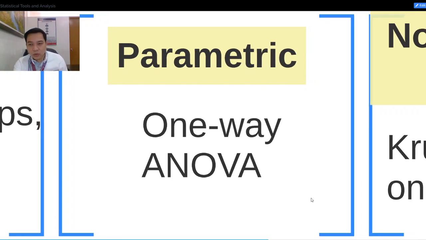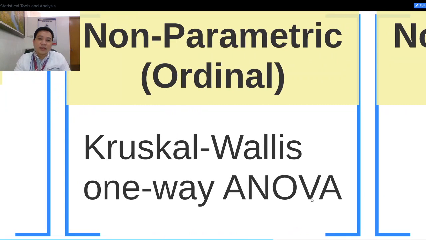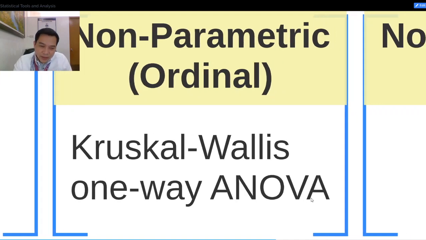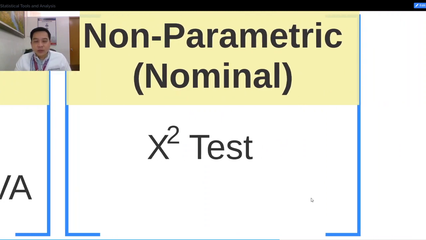If your data is ordinal, then you will be using the Kruskal-Wallis, still a one-way ANOVA. But again, the nature here is customized to ordinal data. That's why you call it Kruskal-Wallis. And if your data is nominal, you'll still be using the chi-square test of comparison. Similar to the previous one, the chi-square test of comparison. So it's a chi-square test.